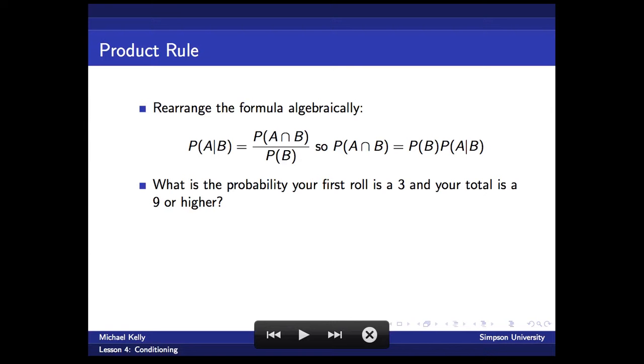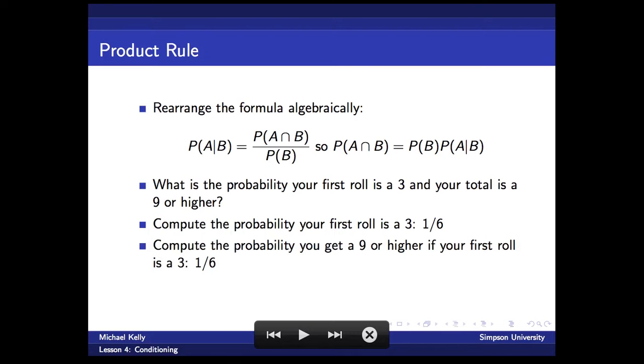So what's the probability that we roll a 3 and our total is a 9 or higher? Well, we know that the probability we roll a 3 is 1 out of 6. And intuitively, we knew that the probability we rolled a 9 or higher, if we know that our first roll is a 3, is 1 out of 6, because the second roll has to be a 6.